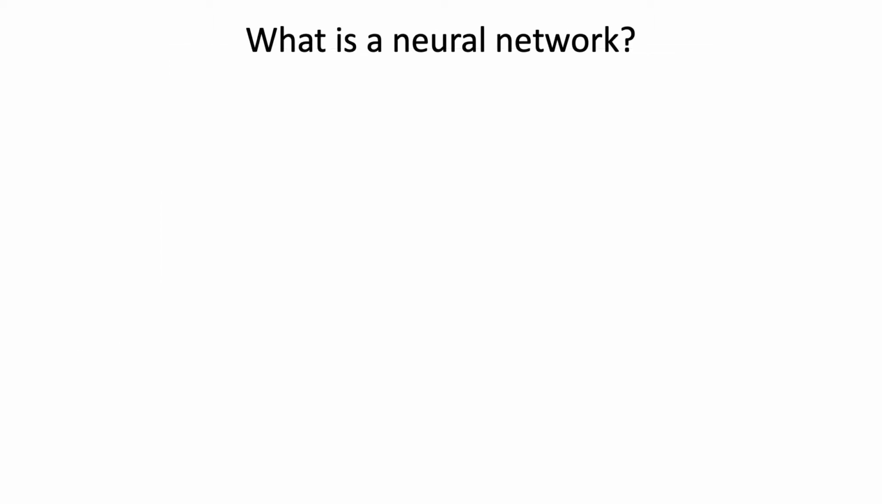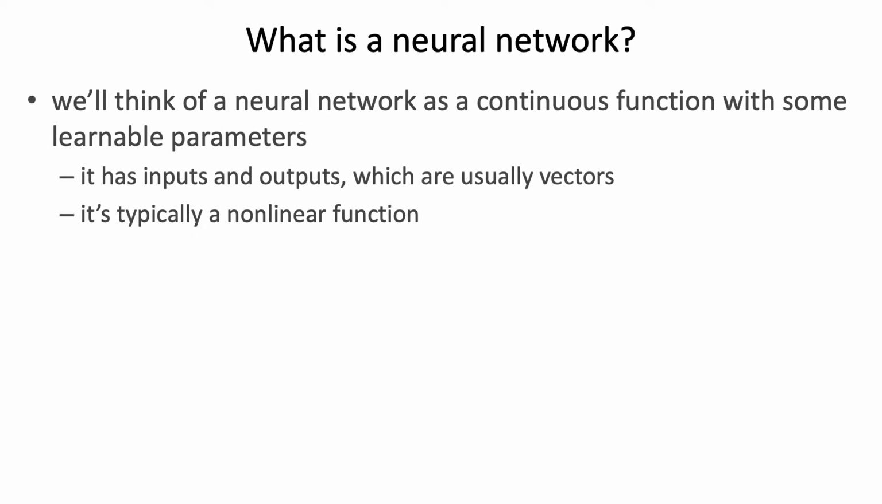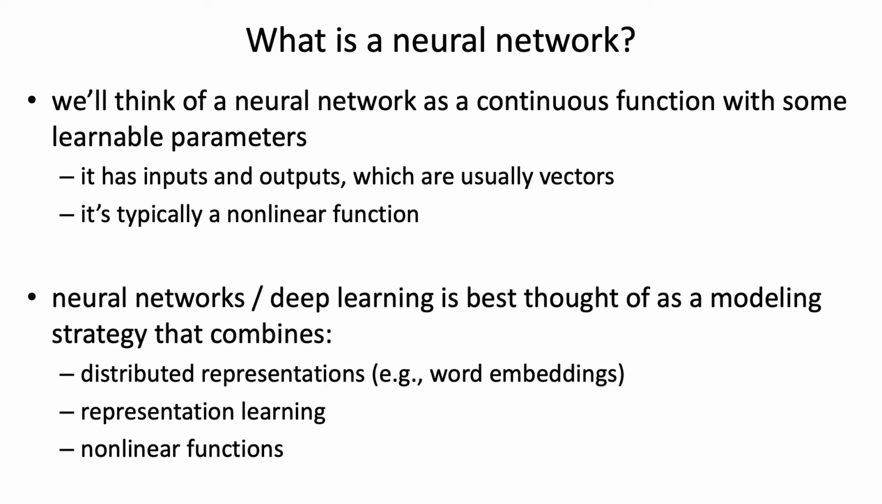First, what is a neural network? We'll just think of a neural network as a continuous function with some learnable parameters. It has inputs and outputs, which are usually vectors, and it's usually a nonlinear function of its input. The term neural network has broadened in literature to refer to a variety of methods. I think it's better to think of neural modeling and deep learning as a modeling strategy, combining distributed representations, for example, vectors like word embeddings, and representation learning with nonlinear functions.